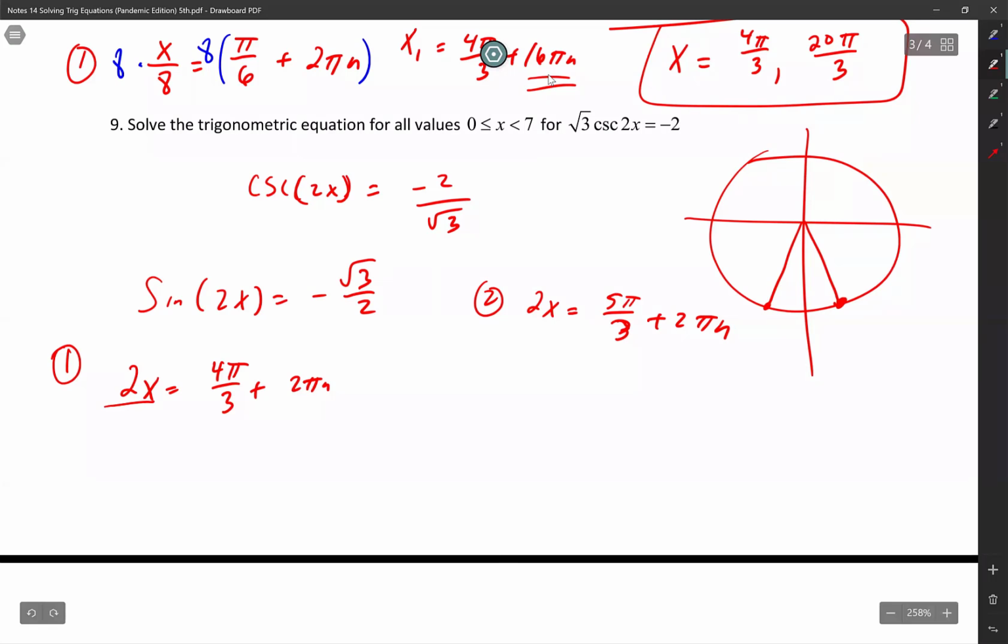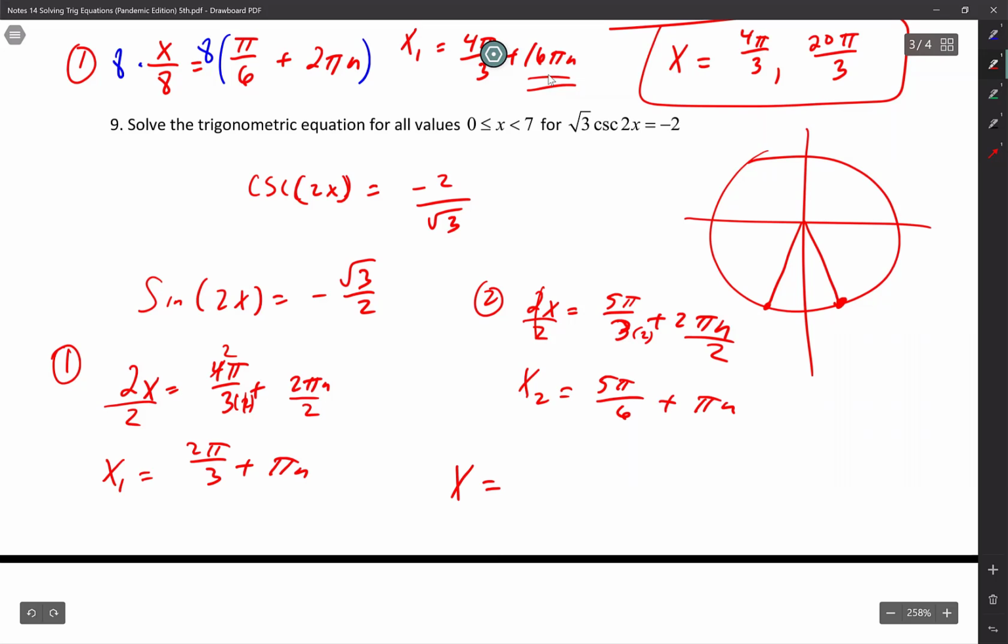Next, I'm just going to divide by 2. So x1 equals, let's see, 2 goes into 4 twice. So 2 pi over 3 plus pi n. And then I'm going to go to equation 2 over here. X2 equals 5 pi over 6 plus pi n.